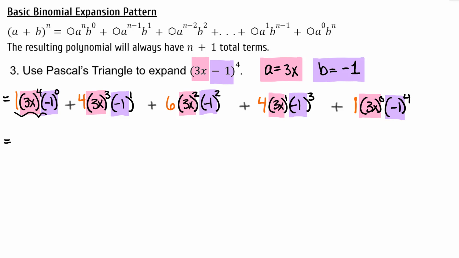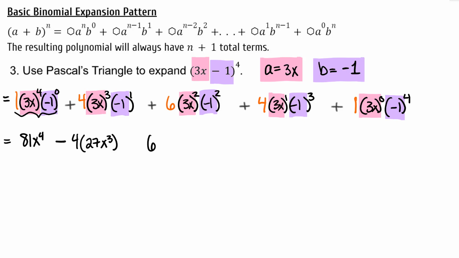Our first term is a product of 1 times (3x) to the power of 4 times (-1) to the power of 0. Remember, (3x) to the power of 4 is 3 to the power of 4 times x to the power of 4. That's 81x^4 times 1, which is 81x^4. Our next term is 4 times (3x) to the power of 3. That would be 3 to the power of 3, which is 27, times x to the power of 3. This is all times -1, so now instead of having a plus sign, we have a minus.